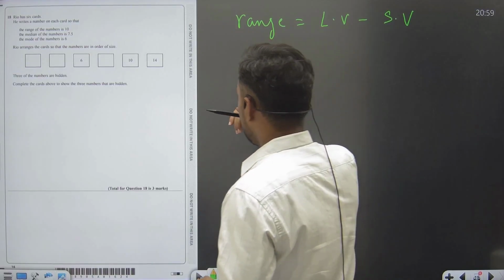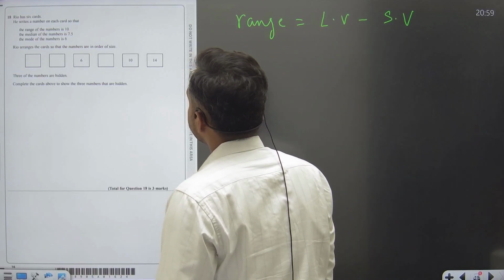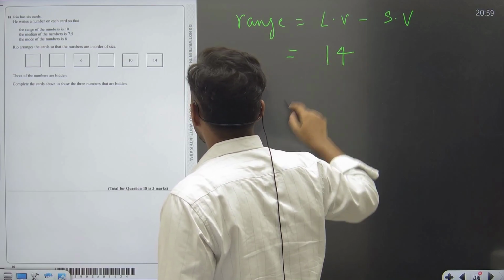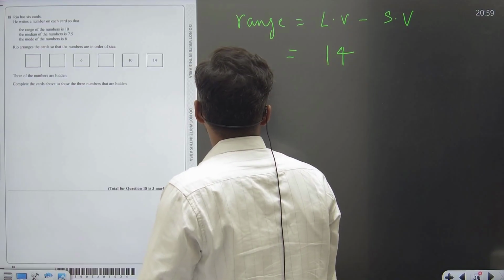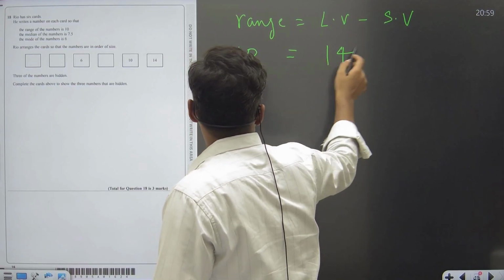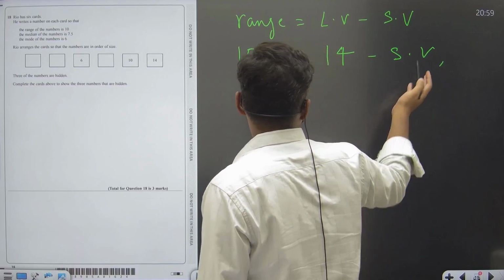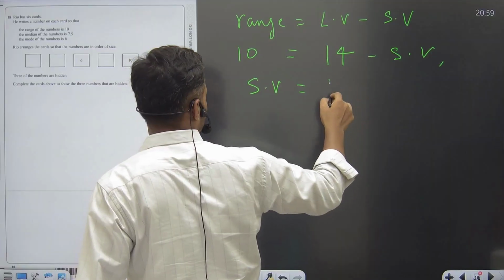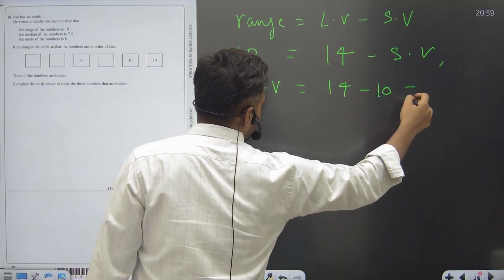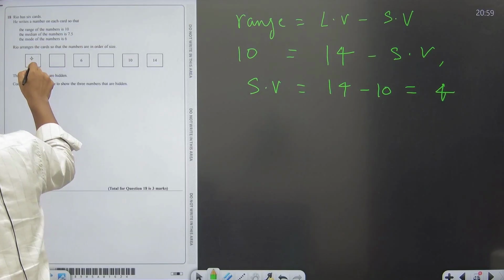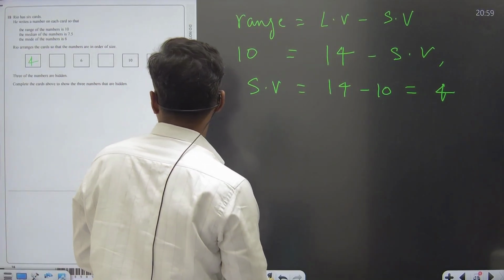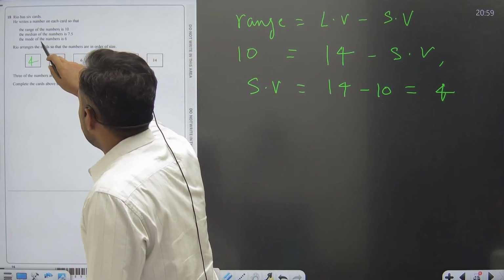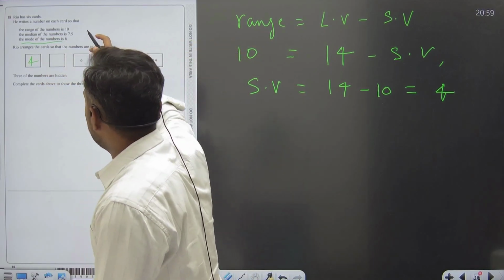So what is the larger value here? Okay, if you see the data, you will get that the larger value here is 14. And the range they have given is 10, and the smallest value we don't know, so we'll transpose the smallest value to the left hand side, and this 10 to the right hand side, so it will be 14 negative of 10, that will be equal to 4. So the first box, student, it will be 4. Okay, now if I say the mode of the number is 6, the median of the number is 7.5.